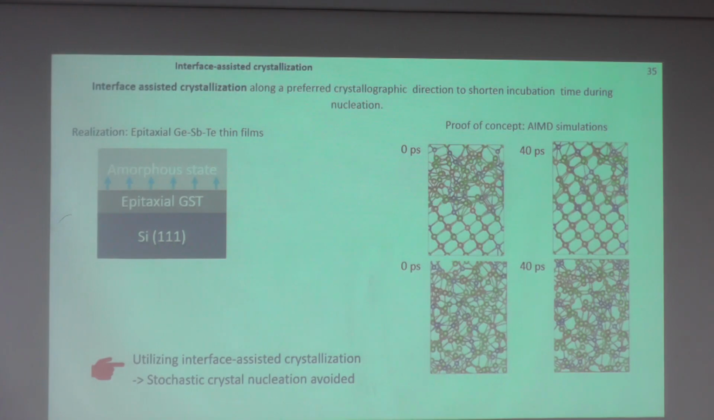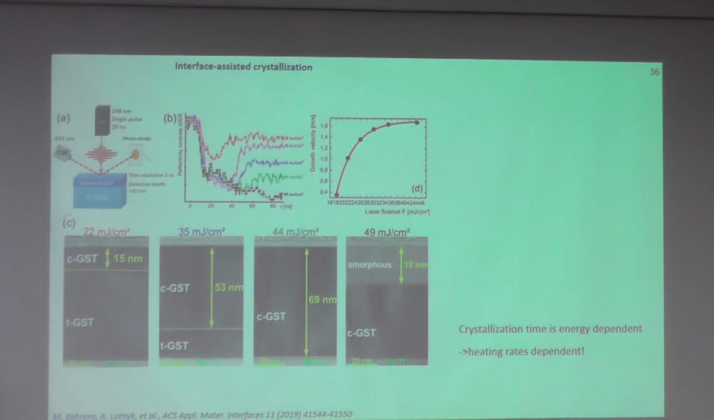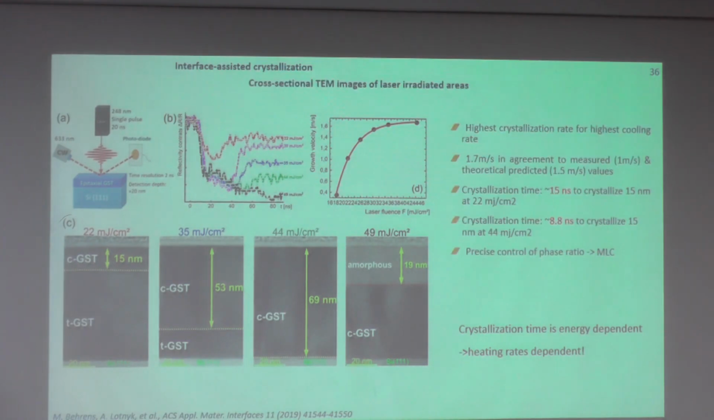I think this example I considered already, and we know that the crystallization here, in this case, we can achieve up to 1.7 nanometers using this interface-assisted crystallization. And the crystallization time is in the range of nanoseconds, 50 nanoseconds, and it also depends on the energy used for the crystallization process. This slide can go down to 0.5 nanoseconds.